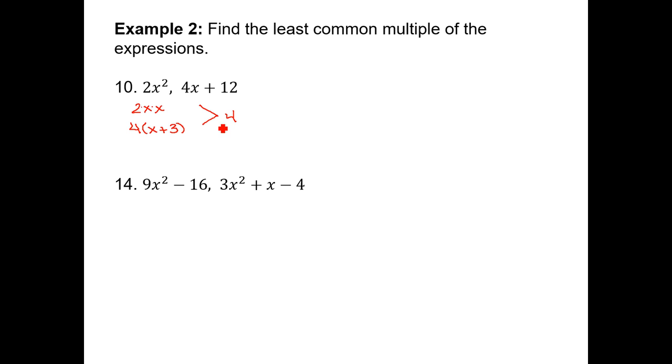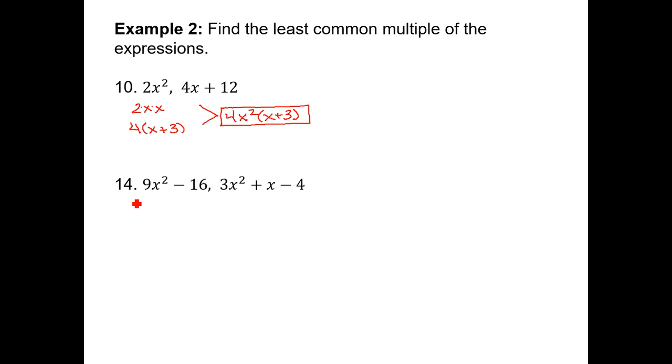Now we had 2 loose x's multiplied in, and we had an x plus 3 multiplied in. So here is our least common multiple. If we had multiple fractions that we were adding up and they had these as denominators, this would be our least common denominator. Let's try number 14.